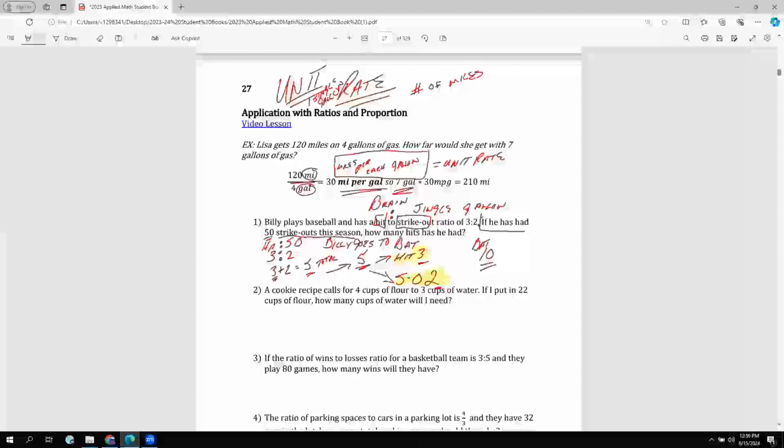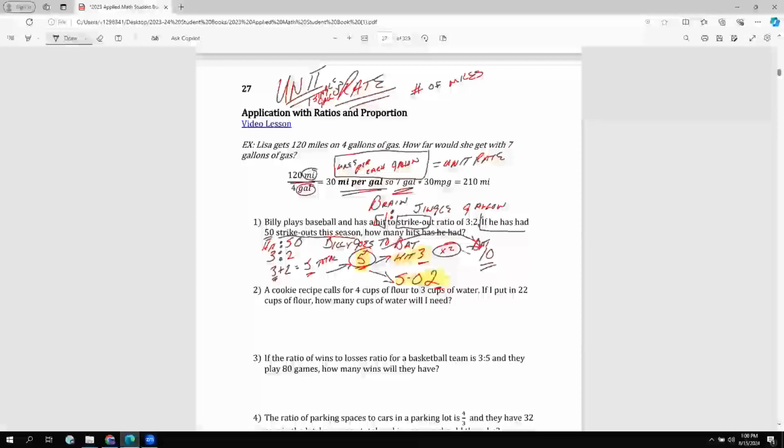You still use that same information, which said, for 5 times he goes up to bat, 3 times he's going to get a hit, 2 times he's going to get a strikeout. Well, what happens when he goes up 10 times? You'd say, well, that's really just doubling, right? Aren't you just taking 5 and multiplying it times 2? Exactly. You're taking 5 and doubling it to get to 10.